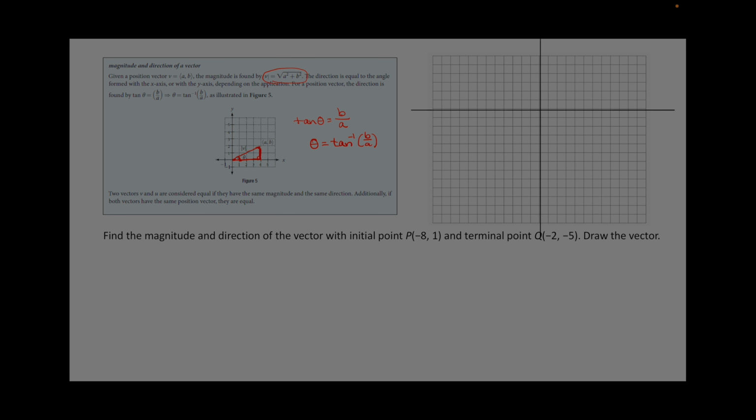Okay, so let's look at 2 examples here. First one, find the magnitude, which is the length, and the direction, which is the angle, for the vector. Notationally, let's say it's vector v. The magnitude is represented that way, and the direction is going to be the angle, with the initial point at -8, 1, and terminal point at -2, -5. I'm going to plot this as we go. I like to just have a visual of what's going on.